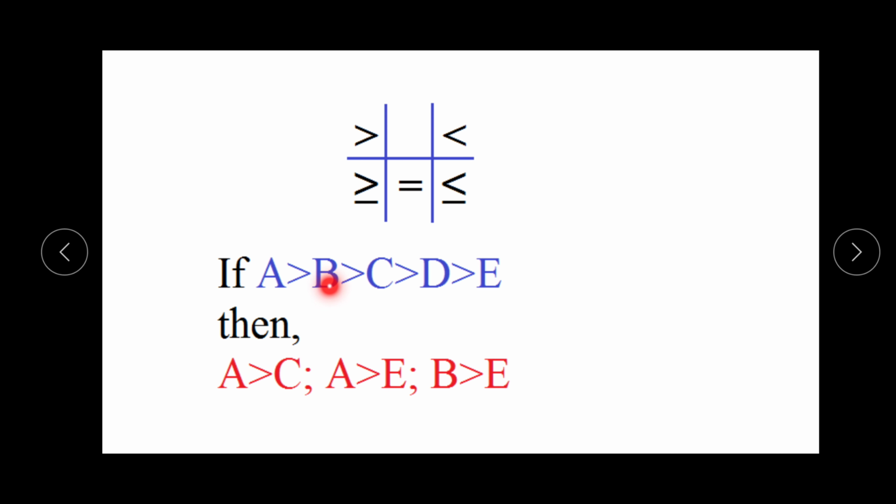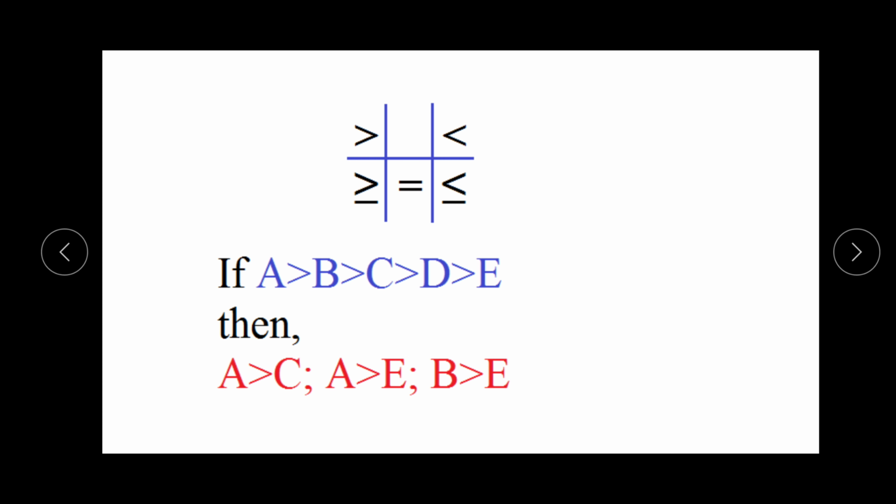First we will compare A to B, then B to C, C to D, and D to E. If we do this, we are wasting our time. It means we will not do the comparison step by step or variable by variable. We will only check the inequality between the variables.